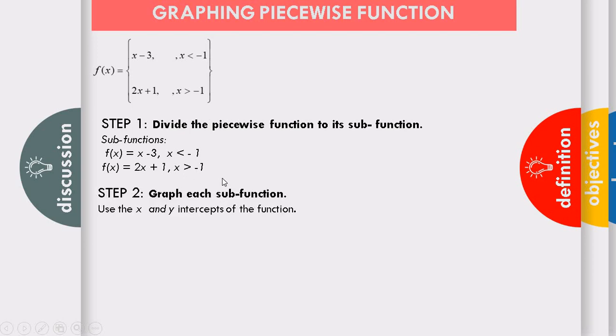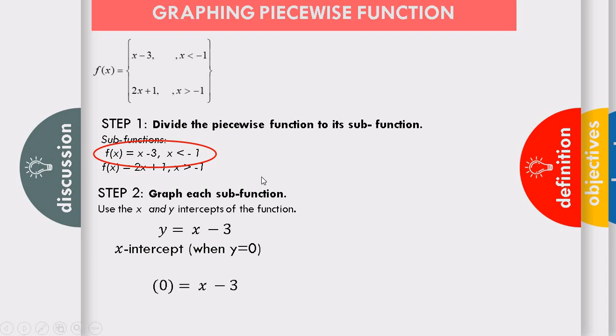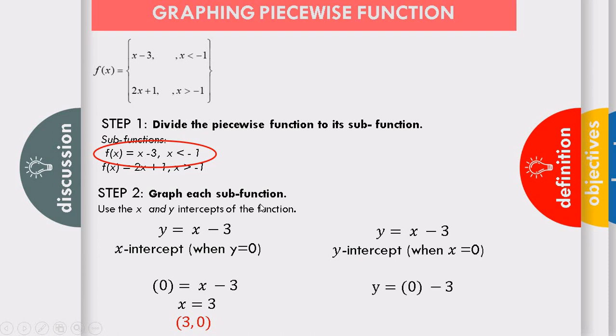So next, graph each subfunction. Since both subfunctions are linear, we can expect that we will have two slanting lines. For the first subfunction, use the y- and x-intercepts of the function. So we have y equals x minus 3, since f of x and y are the same. In finding the x-intercept, we change y to 0. So 0 equals x minus 3, x is equal to 3. So the first point is (3, 0). Next, the y-intercept: change x to 0. So y equals 0 minus 3, y equals negative 3. So (0, negative 3).